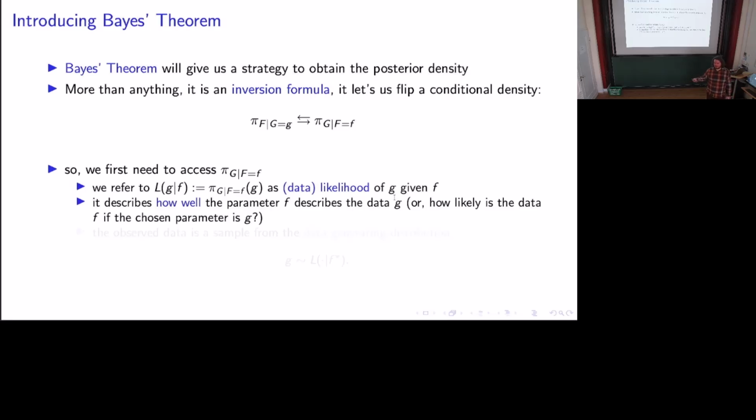Okay, this is wrong here. So this should be how likely is the data G if the chosen parameter is f. So f and G are flipped. I will fix it later.